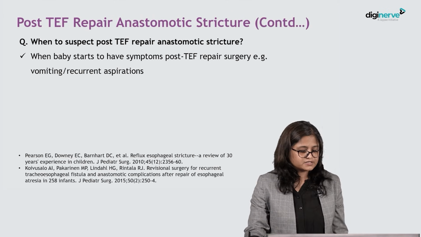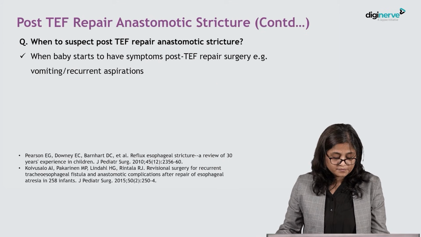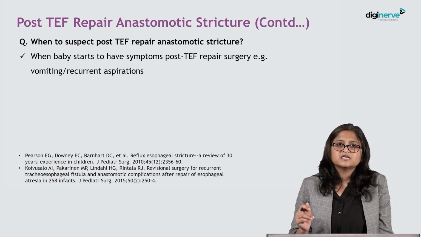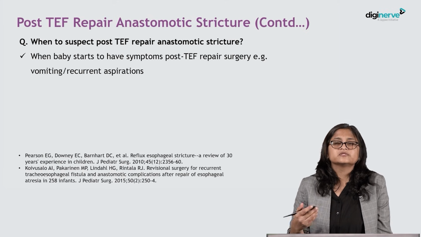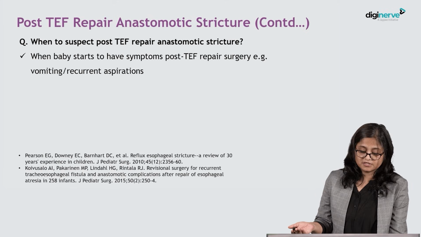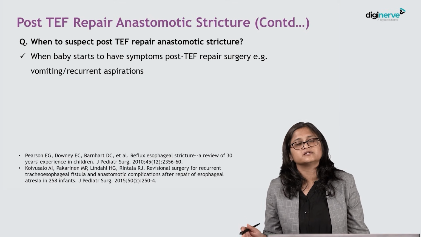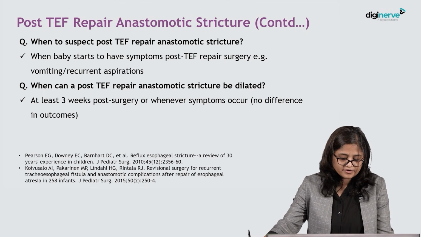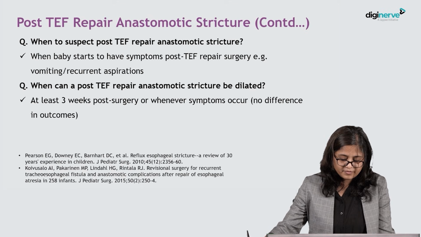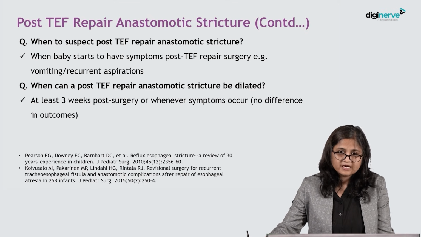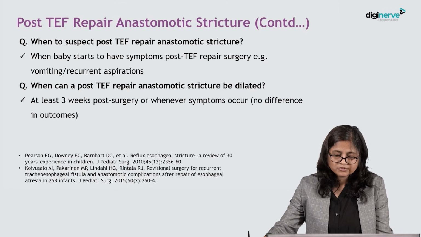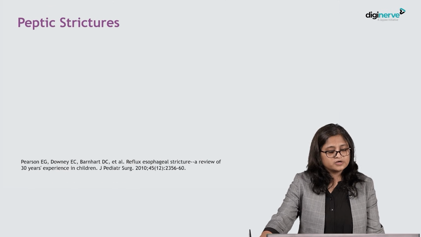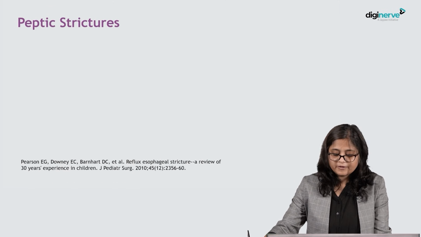So, when do we suspect post-tracheoesophageal fistula repair anastomotic stricture? This is purely based on the clinical symptoms. If the child starts to have vomiting post-surgery, then you suspect and you do a barium study. It is not mandatory to do a contrast study after a surgery in each baby. Can a post-tracheoesophageal repair anastomotic stricture be dilated? Yes, it can be dilated, and the safe time period to do an endoscopic dilatation is again 3 to 4 weeks after the surgery.